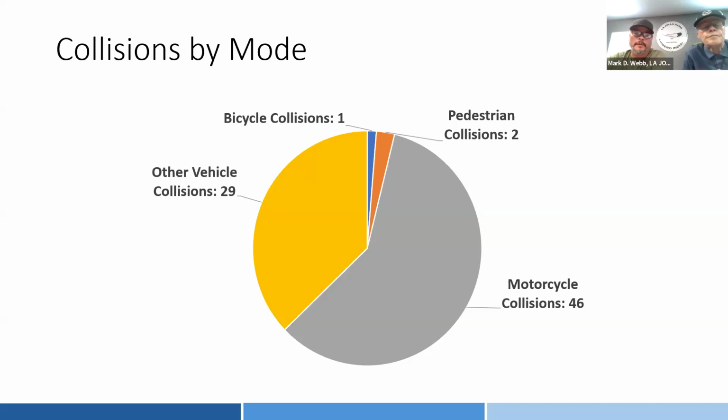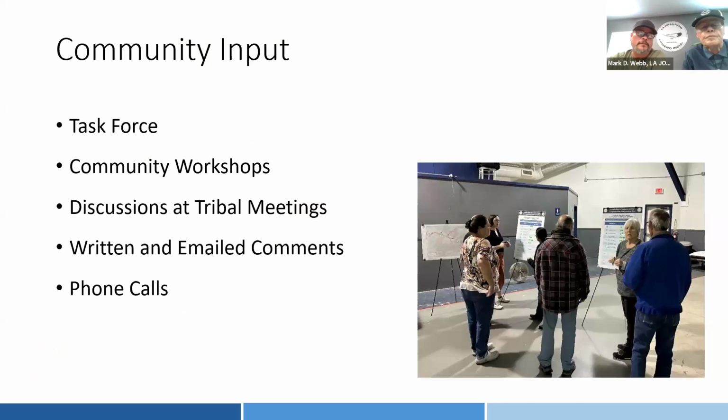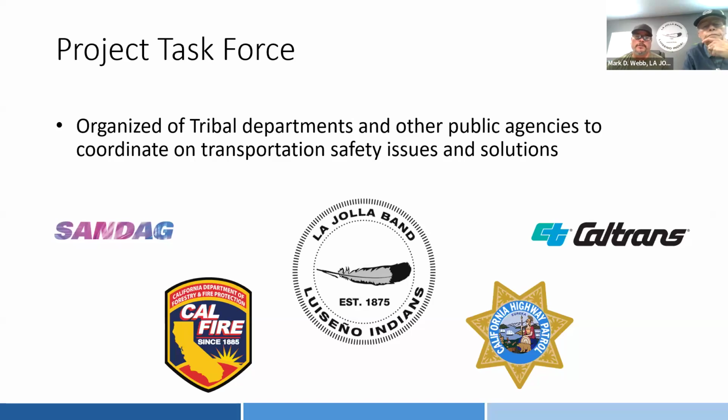Our community input: we put a task force together and had community workshops within the reservation here. It was discussed at tribal meetings, with written comments. We did a lot of outreach to residents here on the reservations and got their concerns, met in person, and had phone calls. Our task force organized the tribal departments and other public agencies, the Highway Patrol, Caltrans, Cal Fire, and SANDAG. We all coordinated on the safety issues and solutions.